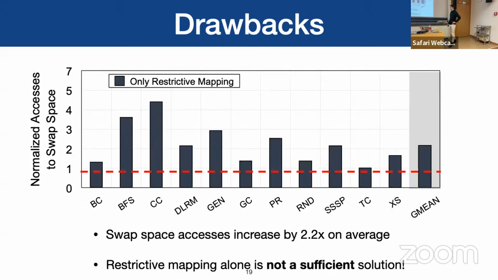Okay, so let's see another statistic on how big this problem really is. So on average, over all these data sets, we have 2.2 times as many swap space accesses if we use only a hash-based approach. So this is from another paper where they used a hash-based approach only. So we can clearly see that the restrictive mapping alone is not a sufficient solution to address translation.